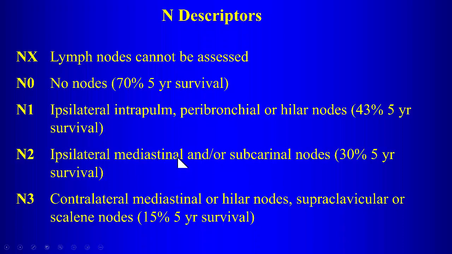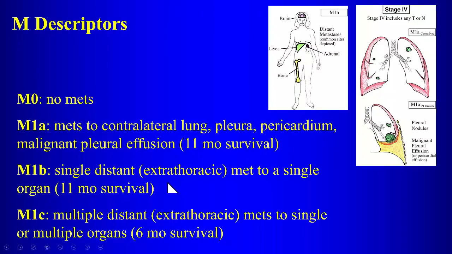There's an important distinction between N2 and N3. Up to N2, the patient is still considered a surgical candidate. Once you get to N3, then surgery is no longer an option for the patient. So you need to distinguish between N2 and N3 disease.